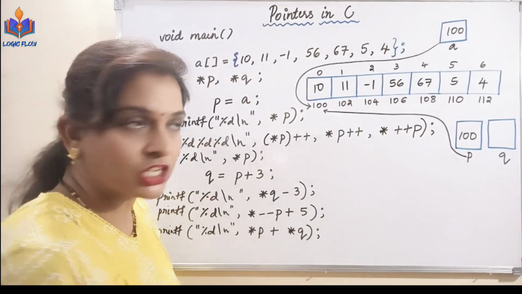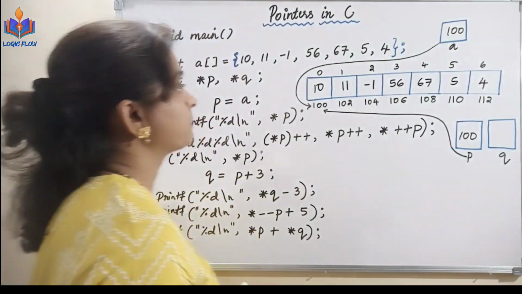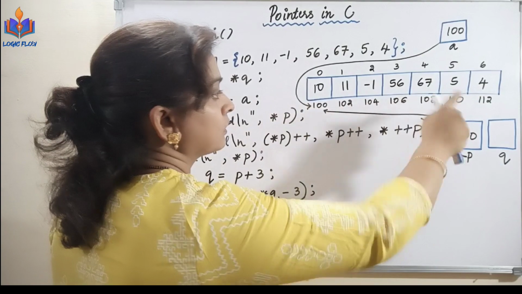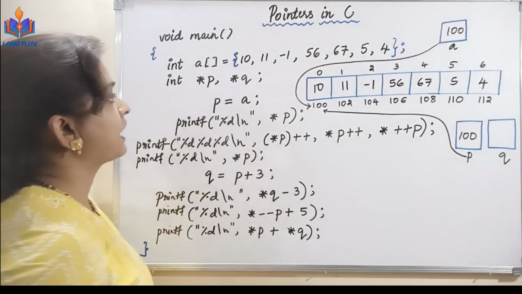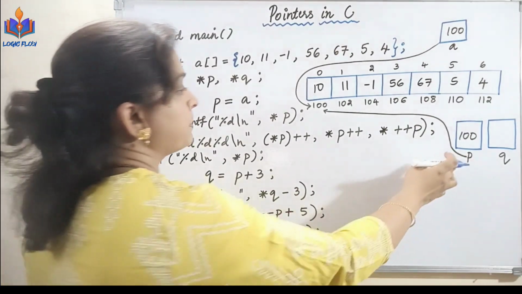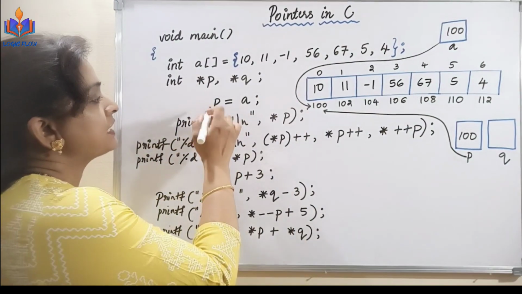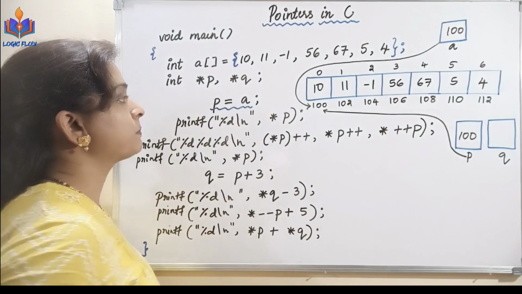with respect to a 16-bit machine. So I have shown 2 bytes. All the values are filled like this, and the 2 bytes representation I have shown there. So you have two pointers P and Q. Then I say P equal to A. So what is P equal to A?